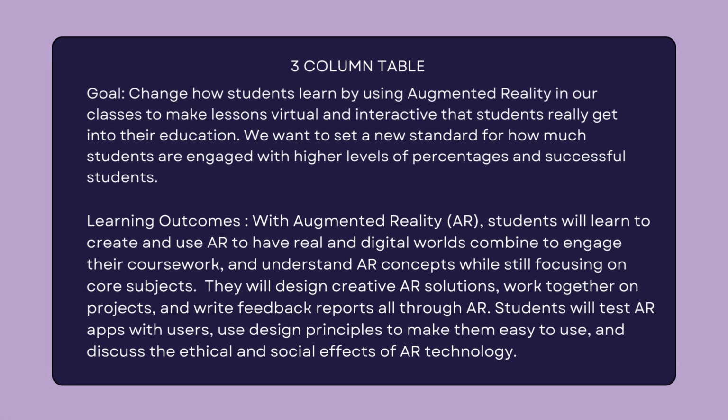The three-column table goal is to change how students learn by using augmented reality in our classes to make lessons virtual and interactive so that students can really get into their education. We want to set a new standard for how much students are engaged, with higher percentages of successful students.